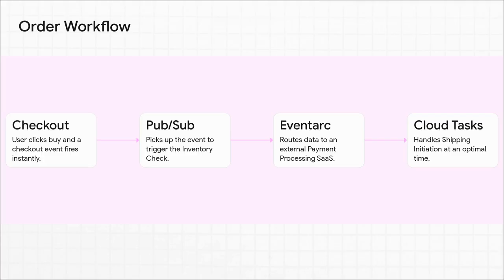Step 2, Pub/Sub picks up that event and triggers the inventory check. Meanwhile, step 3, concurrently, Eventarc routes the data right over to your external payment processing SaaS provider. And step 4, Cloud Tasks steps in to handle shipping initiation, maybe even queuing it up to run later during optimal warehouse hours. It's just a beautifully orchestrated dance where absolutely no single service blocks another.